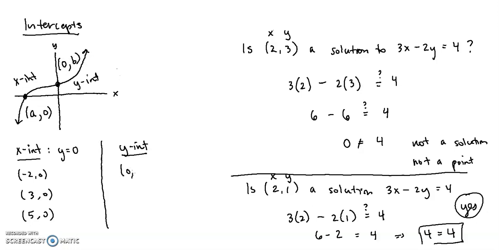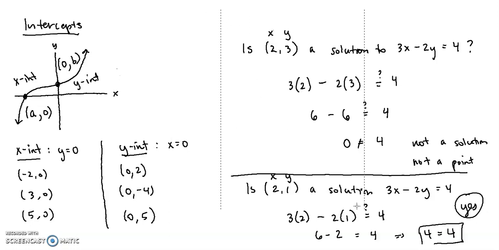So it could be like 0, 2, we move up 2. It could be 0, -4, that would be moved down 4. It could be 0, 5. Okay, so y-intercepts are always in this form, 0 and then a number. So what that means to have a y-intercept is that x has to be equal to 0.